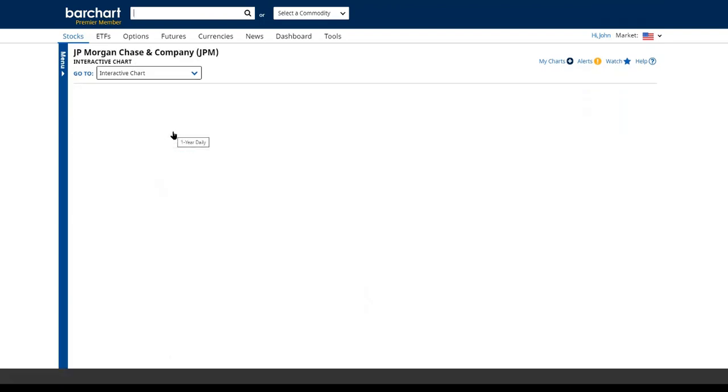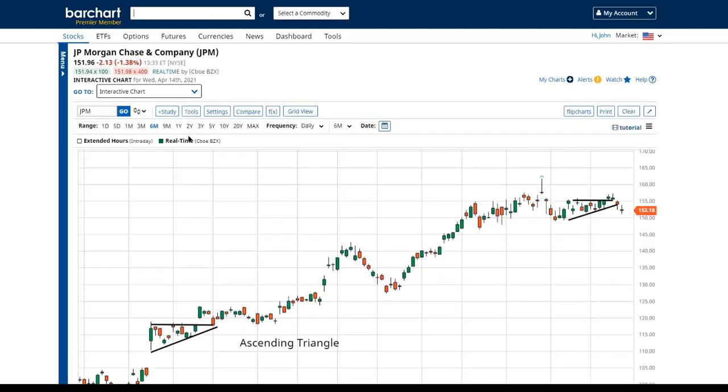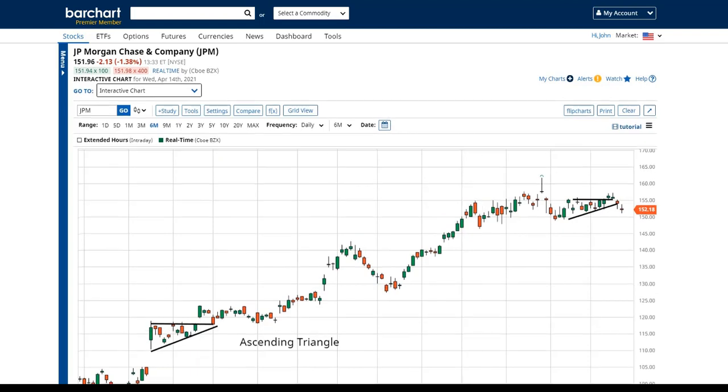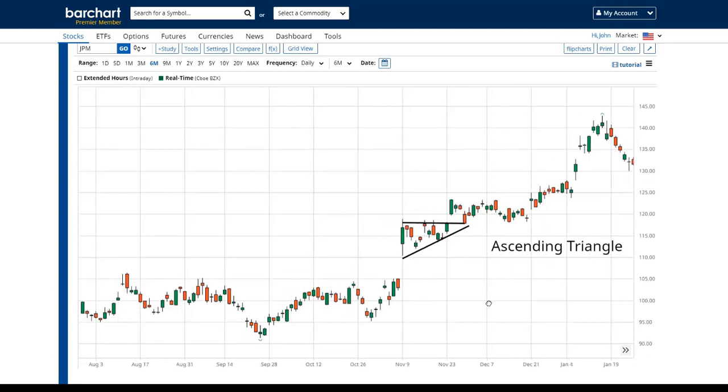The first one I want to look at is called an ascending triangle. Here's JP Morgan, and let me move this over a little bit for you guys. The formation is a consolidation of price where there are a number of similar highs and a series of higher lows.